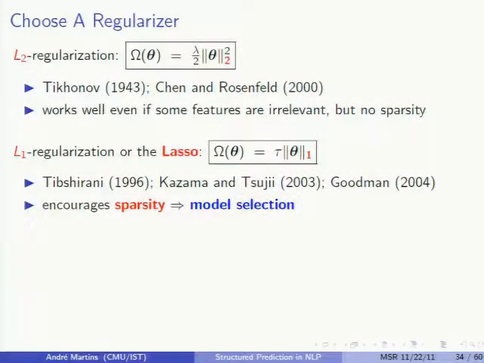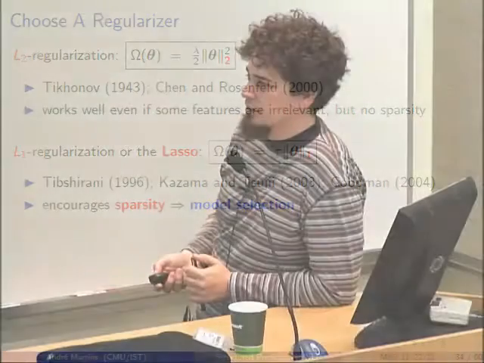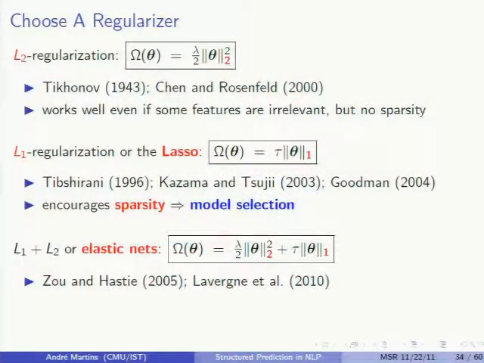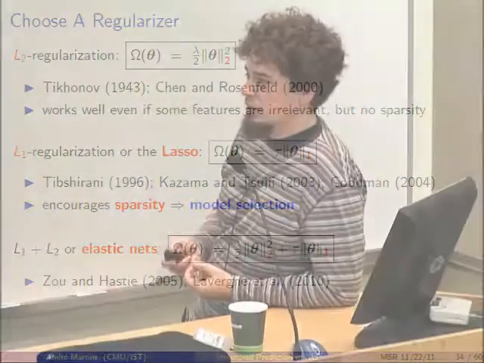So another option is to use L1 regularization, which in regression is called the lasso. And this is encouraging sparsity. We can then look at the components of the weight vector that were zeroed out and discard those features. So this is essentially allowing us to do feature selection. There are other examples, for example, elastic nets that combine L1 with L2. People have played with those things as well in NLP.